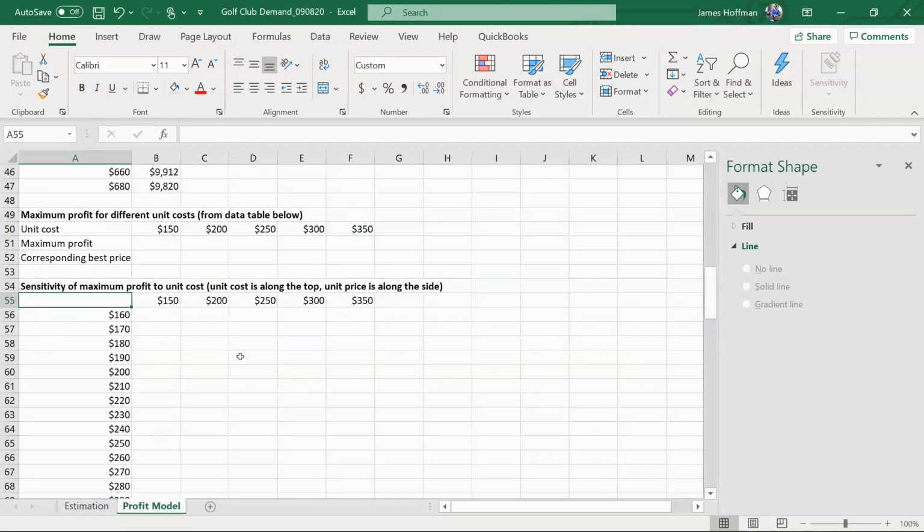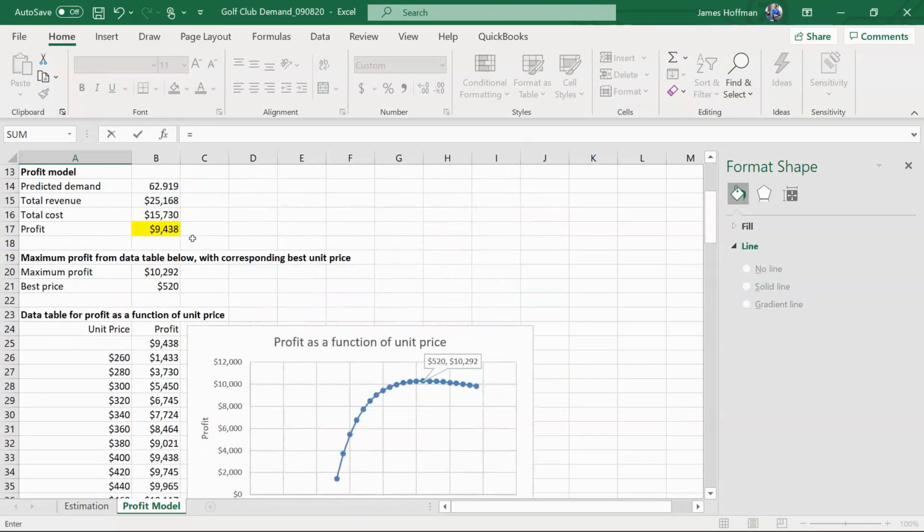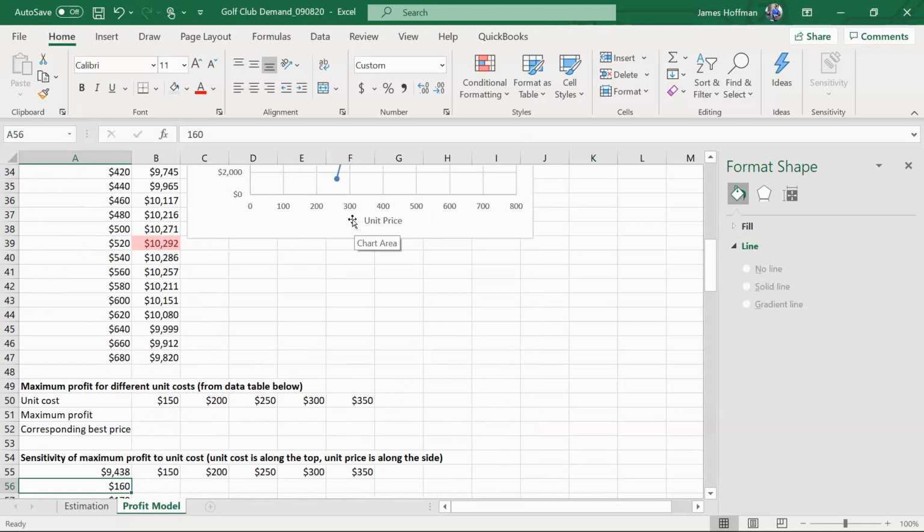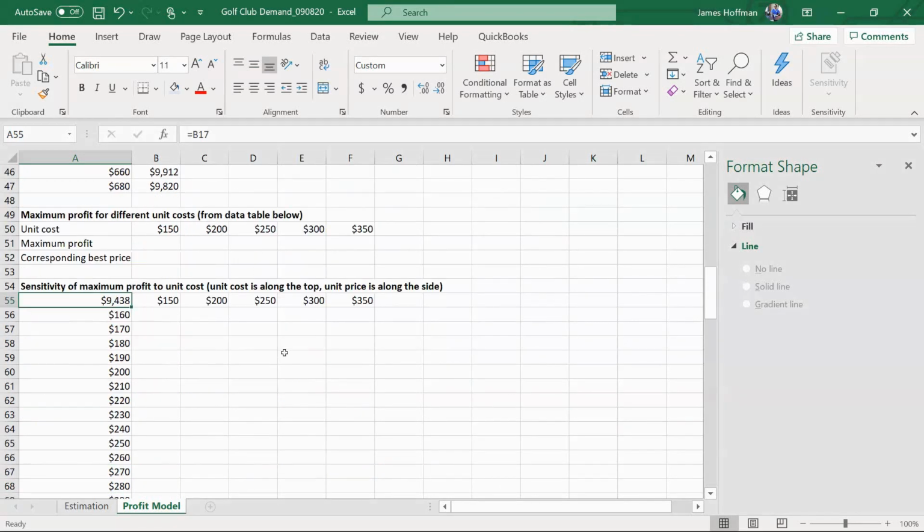Okay, and then in cell A55, let's link in the profit. So in A55, just type in equals B17. So in cell A55, just type in equals B17.